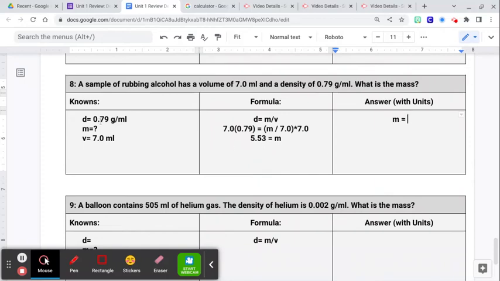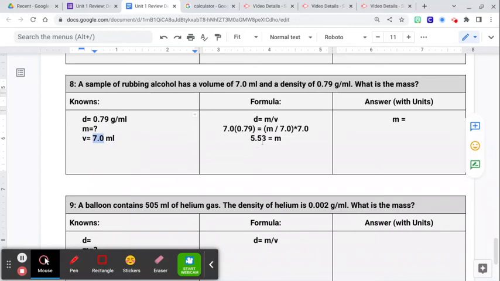In the question, density was 0.79. That's two significant digits because leading zeros, the ones to the left of the decimal place or the left of the first non-zero, don't count. The volume is 7.0 milliliters. That's also two significant digits because zeros after the decimal place do count because they show that the measurement is more specific. So in both cases, we have two significant digits.